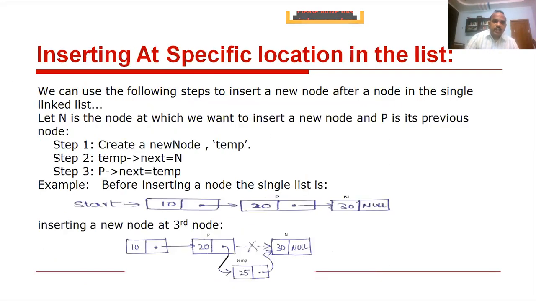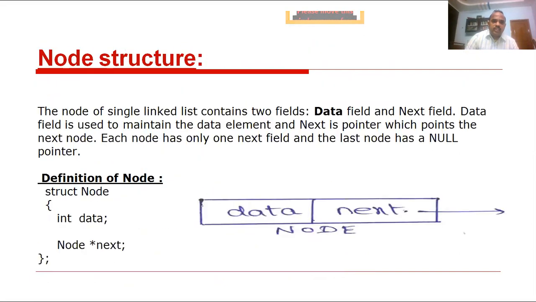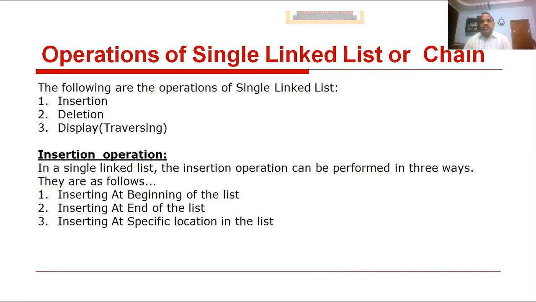So then, a single linked list. What are the operations in single linked list? The following are the operations of single linked list: insertion, deletion, and display. Display means traversal, displaying all elements in the list.